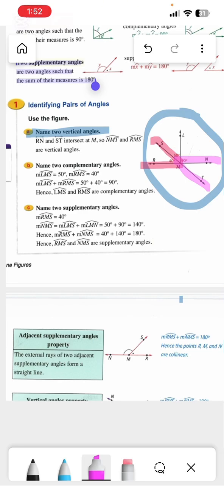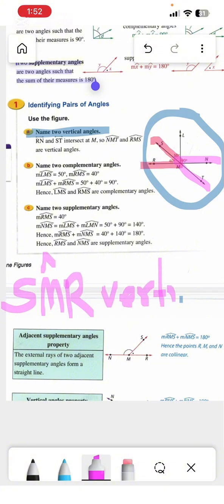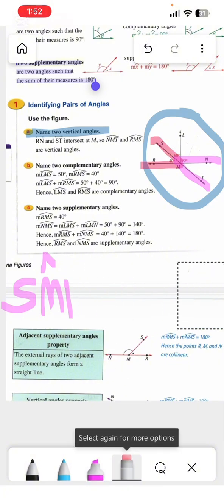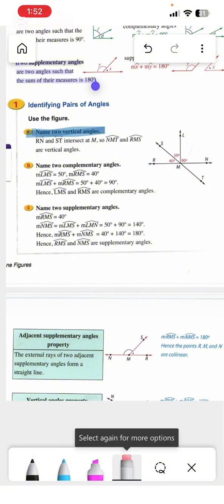So we will write in section A, angle SMR is vertical to angle NMT, like that. Okay, do I have any other vertical angle? No. So that is the only vertical angle that we have. They are directly opposite to each other.